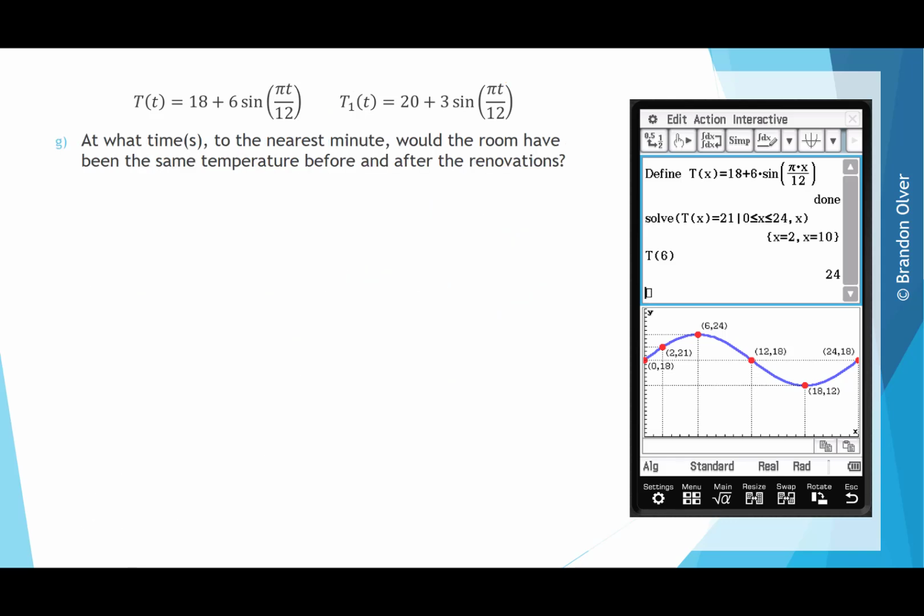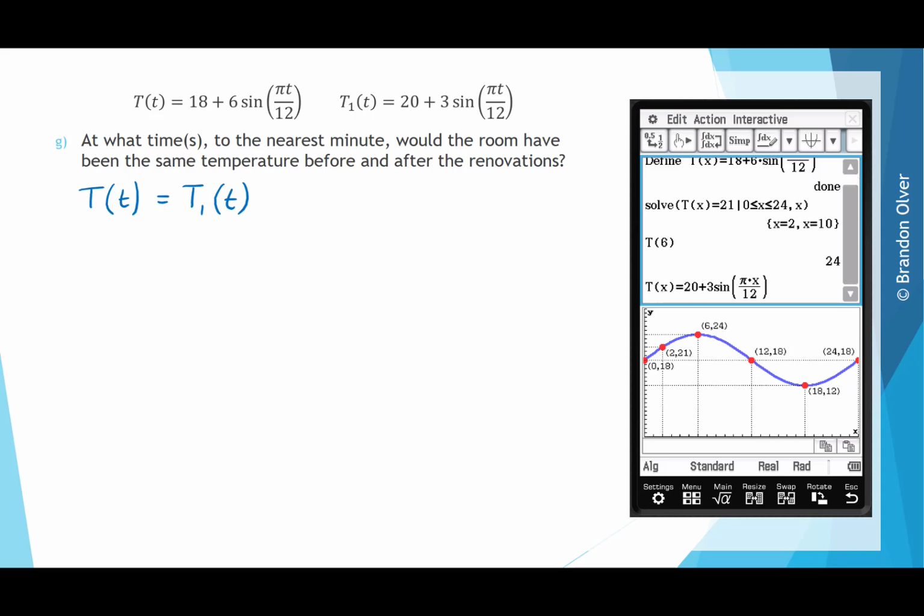For part G, we're asked at what times to the nearest minute would the room have been the same temperature before and after the renovations. So this is essentially asking us when is T of t equal to T1 of t over the domain that t is an element of 0 to 24. So on the calculator we can drag down T of x and let that equal T1 of x. Now we don't have that in the calculator, so we can just type it in as being 20 plus 3 sine of pi x over 12.